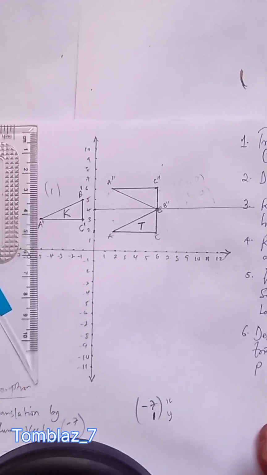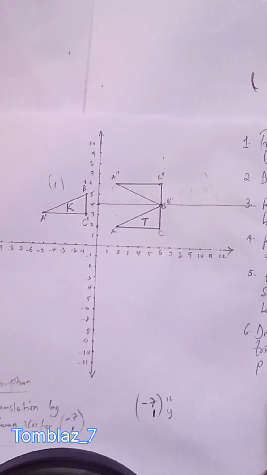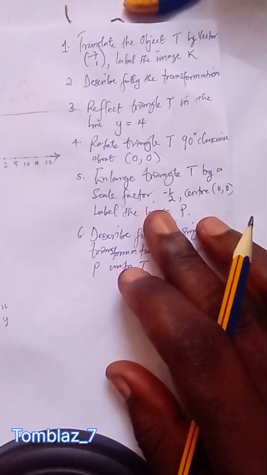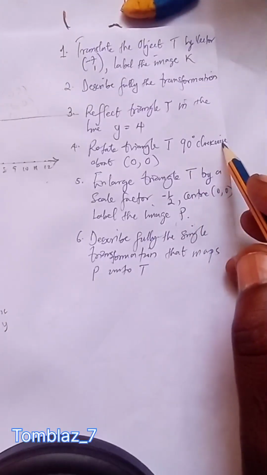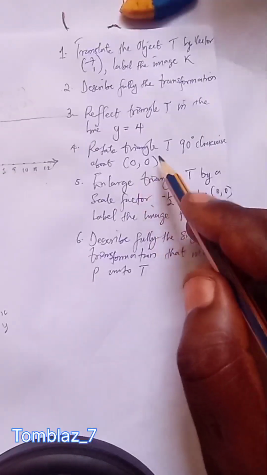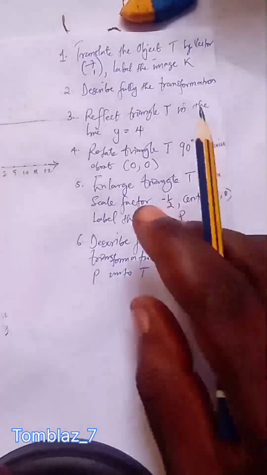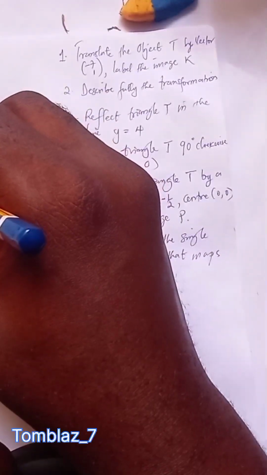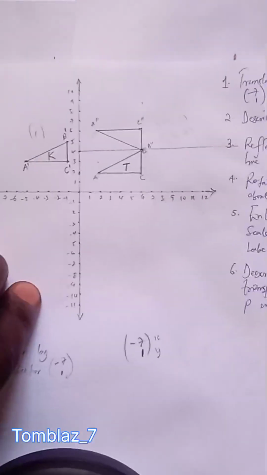Okay, so the next question said we should do what? We should rotate triangle T 90 degrees clockwise about 0, 0, about the origin. So we're going to rotate this about the origin, right? So this is the origin. This is the origin.